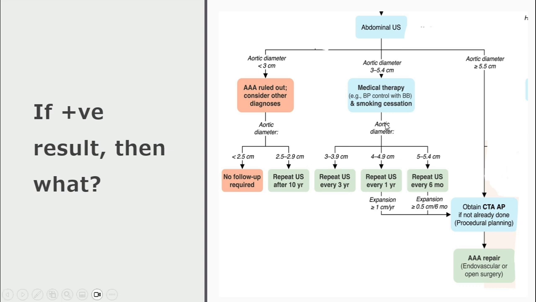And if the abdominal aortic aneurysm is 5 to 5.4, we usually repeat after 6 months. If expansion is equal to or greater than 0.5 centimeter in 6 months, we will think about surgery, and we will go for the CT angio first. Or if the patient's abdominal aortic aneurysm is greater than or equal to 5.5, we directly go for the abdominal aortic aneurysm repair. But before that, we obtain CT angiography if the patient doesn't already have one, because of procedure planning.